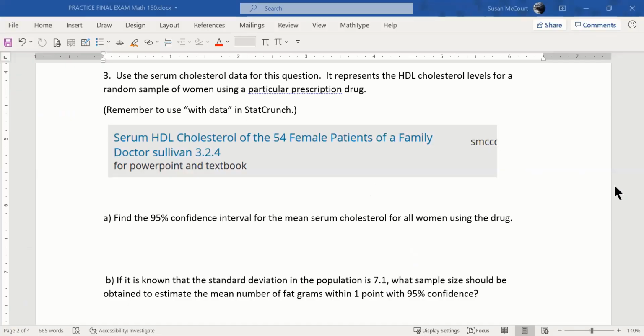Use the serum cholesterol data for this question. It represents the HDL cholesterol levels for a random sample of women using a particular prescription drug. Remember to use with data in StatCrunch. I put that in case you get confused because we don't do that often. So we're going to find the 95% confidence interval for the mean serum cholesterol level for all women using the drug. And then it says if it's known that the standard deviation in the population is 7.1, what sample size should be obtained to estimate the mean number of not fat grams.